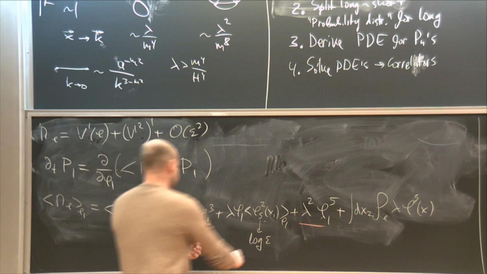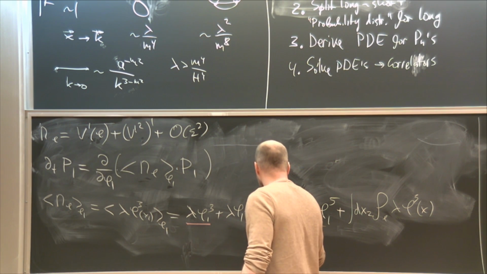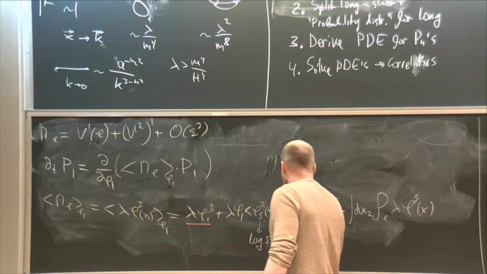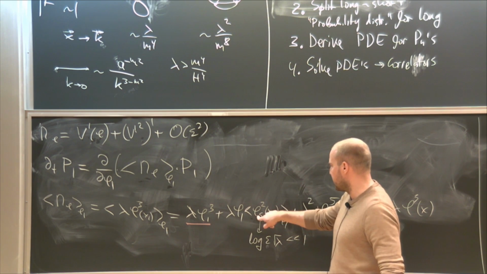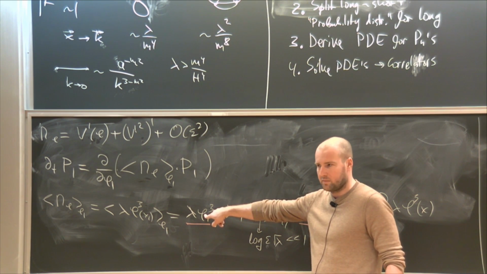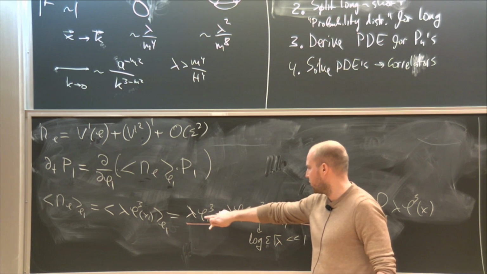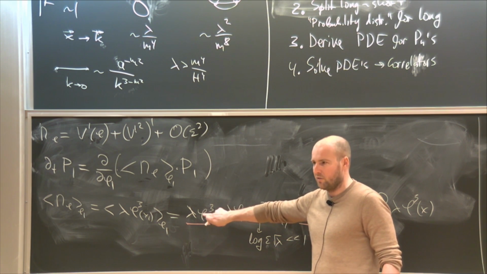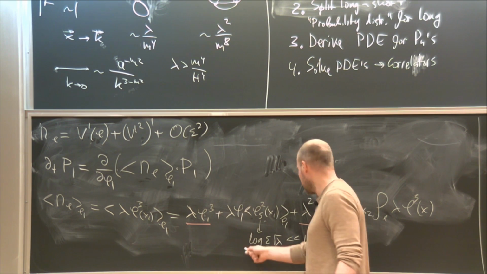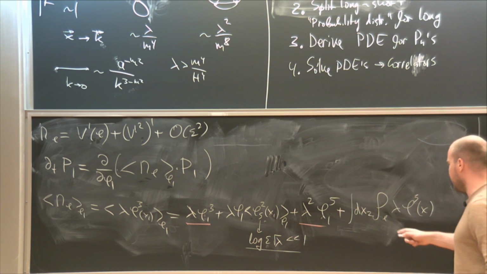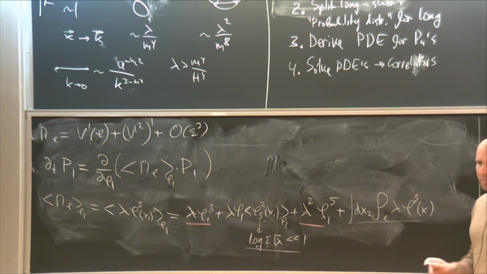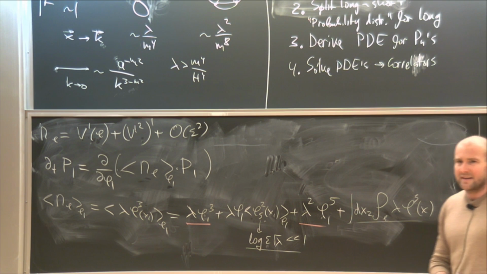I want log epsilon times square root of lambda to be much smaller than 1, so that this term is much smaller than this term. You see where square root of lambda came from? It's from two powers of the long field. Okay, good. So now let me briefly discuss this term, because this was probably technically the hardest part.